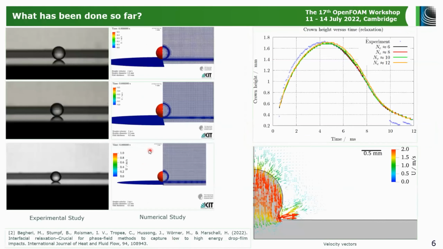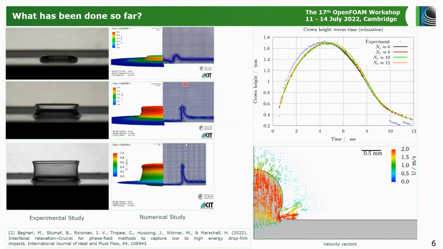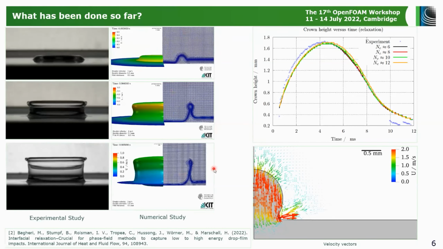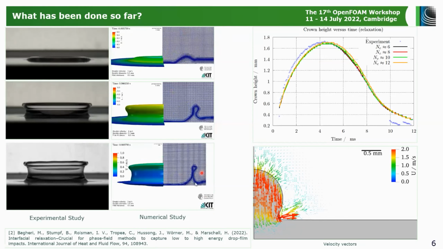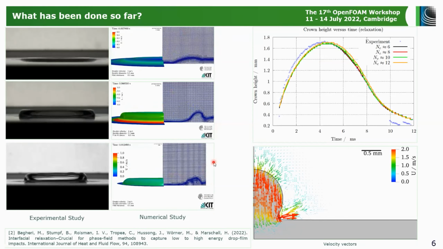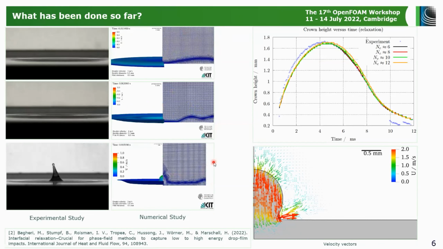So what has been done so far? These were the three experiments that I illustrated, and these are the comparisons of the numerical simulations. We can see on the right-hand side the adaptive mesh refinement in action, and on the left-hand side the interface colored with the velocity magnitude. We performed these numerical simulations, and we had very interesting findings that for high dynamic cases, we need to account for interfacial relaxation, which means that we need to take into account non-equilibrium effects, which led us to publication of this paper.